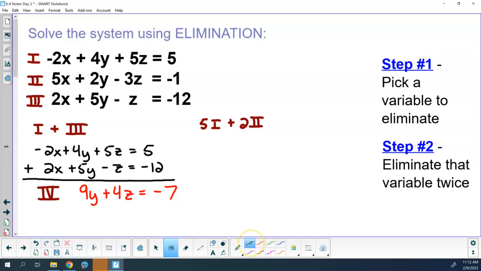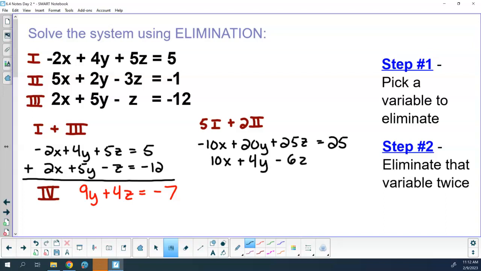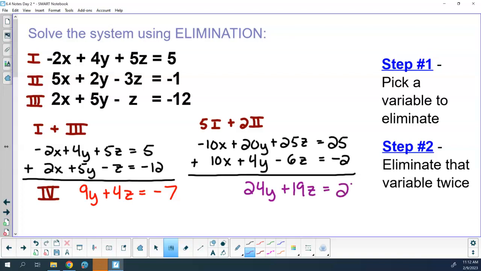If I do 5 times equation number 1, then that's going to be negative 10x plus 20y plus 25z equals 25. Twice equation number 2 is going to be 10x plus 4y minus 6z equals negative 2. Add those two together, I get 24y plus 19z equals 23. With me so far?